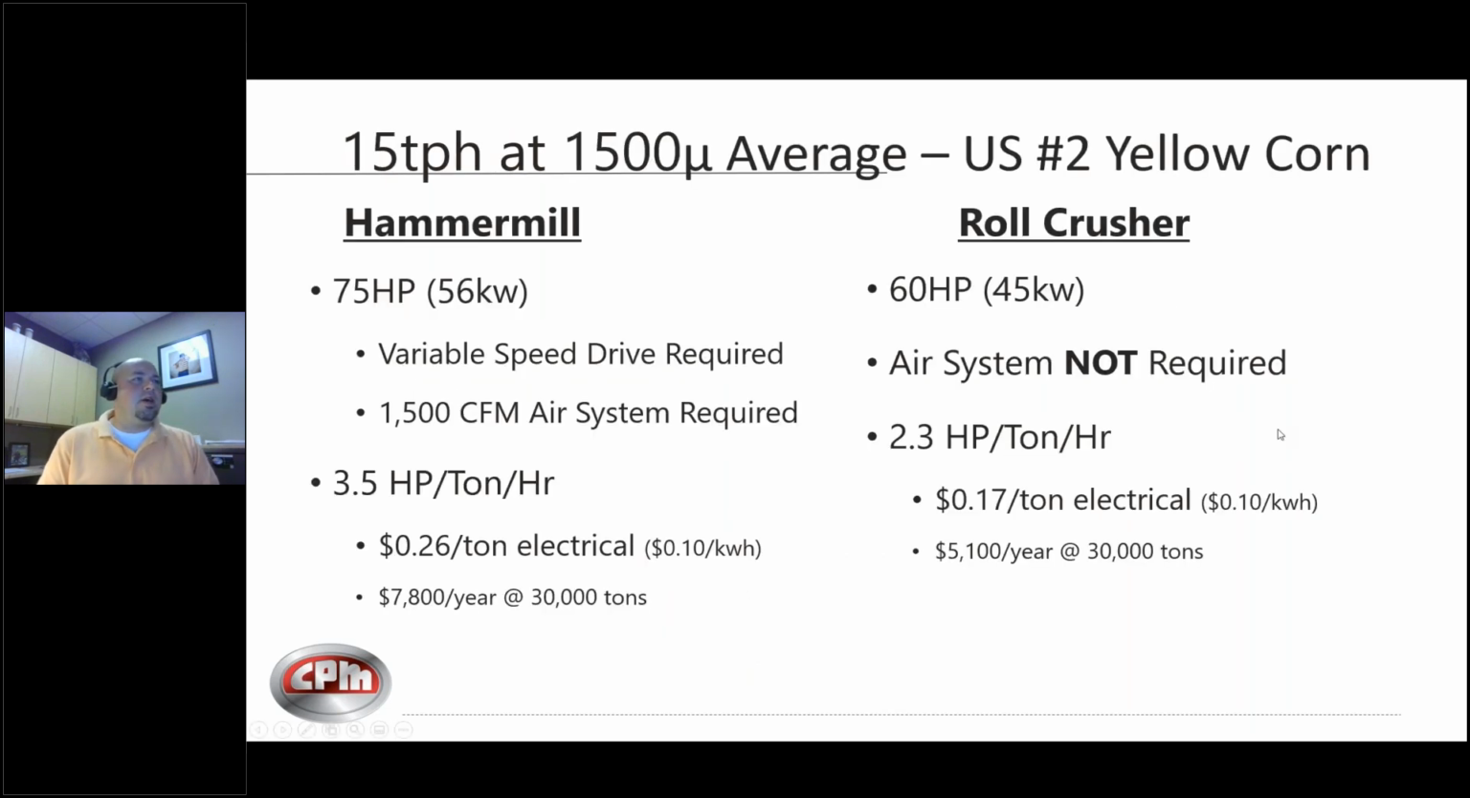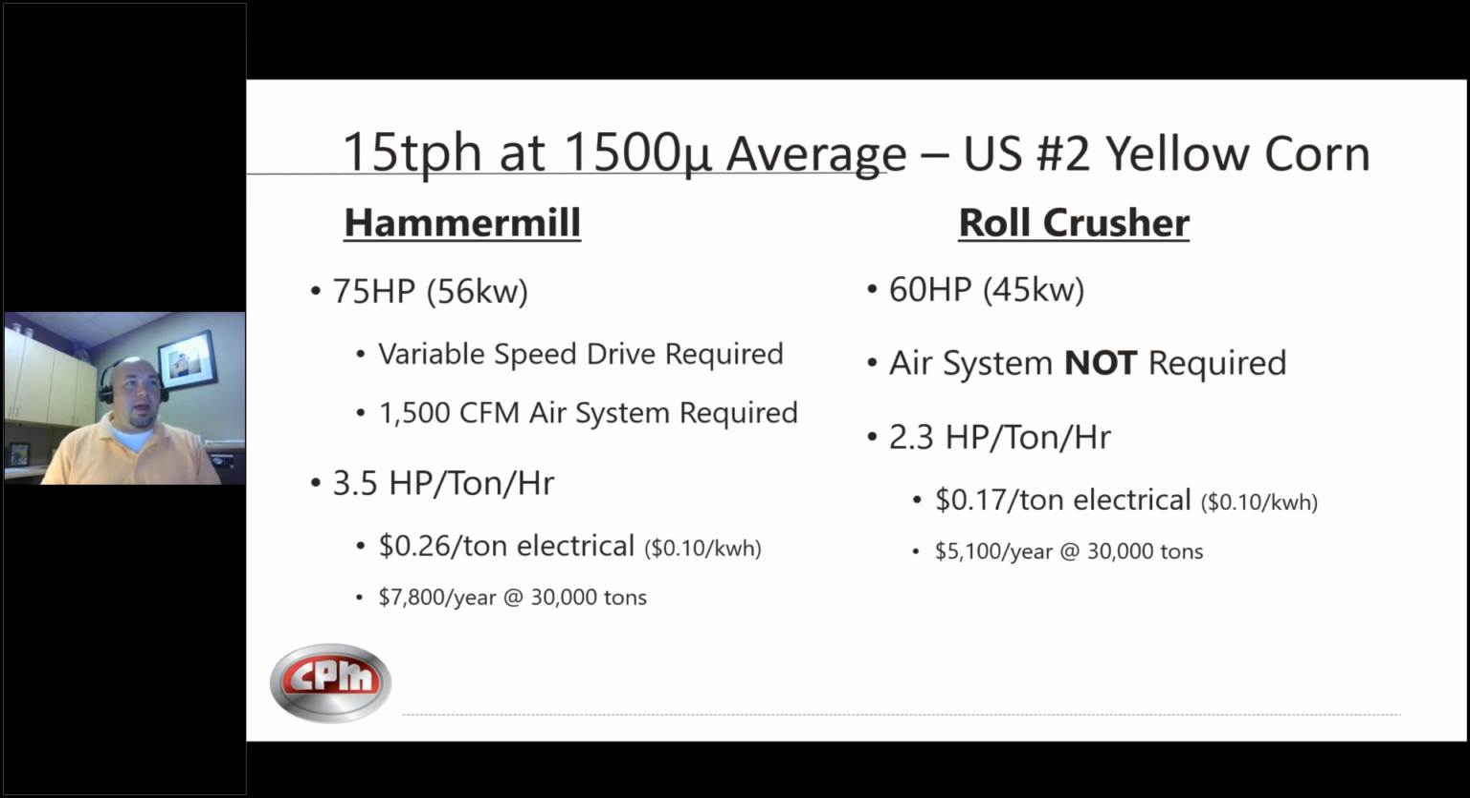There we go. A couple quick examples I'm going to show you just so we can see where some numbers are. And again, don't hold me to any of these. There's always a bunch of different variables that could come in, but this is one example. This is grinding US #2 yellow corn at 15 tons per hour to a mean particle diameter of 1,500 microns.